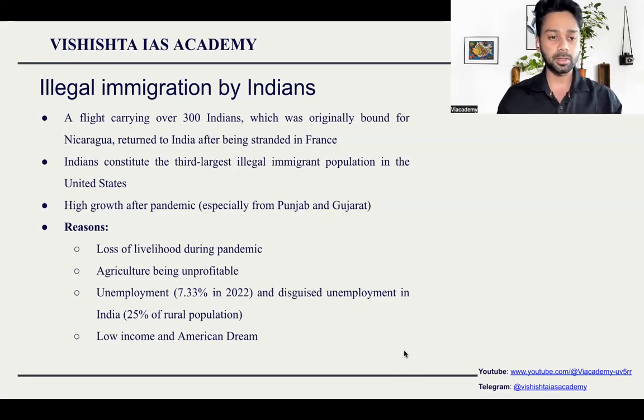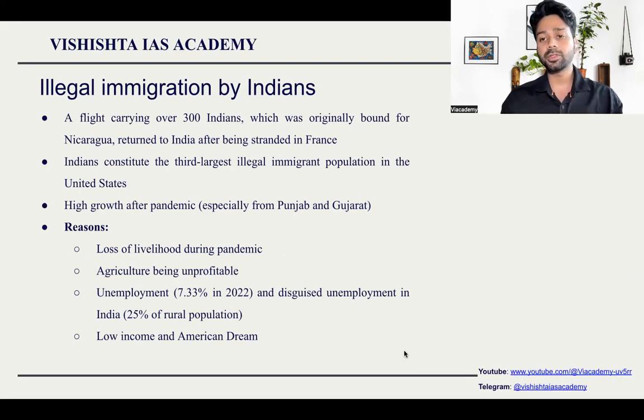So the problem here is there were reports that a lot of Indians are trying to enter America illegally. Indians constitute the third largest illegal immigrant population in the United States of America. Especially after the COVID pandemic, this has increased a lot. The major reason for this is that during the COVID pandemic, a lot of people lost their livelihood. A lot of people lost their job.